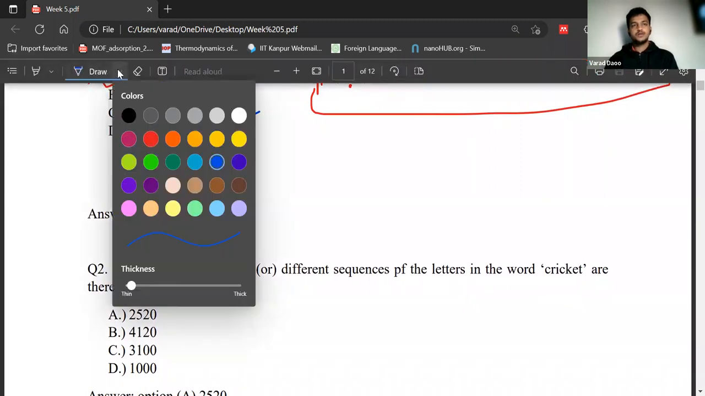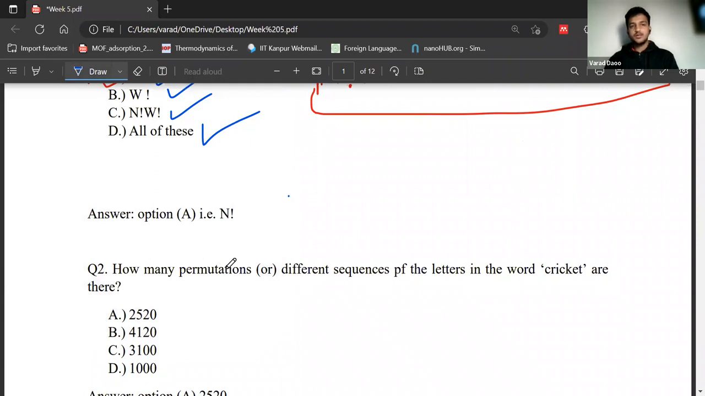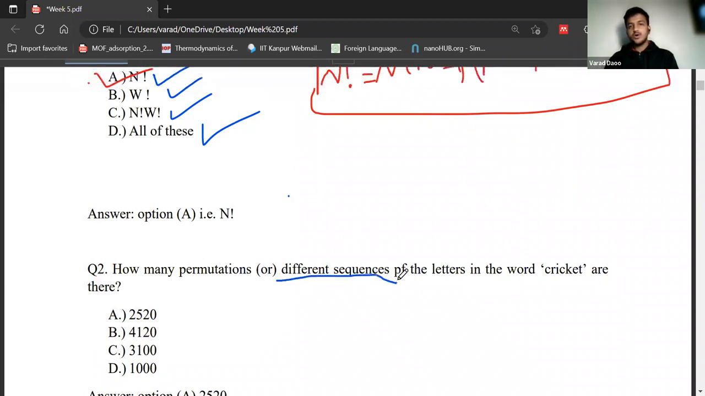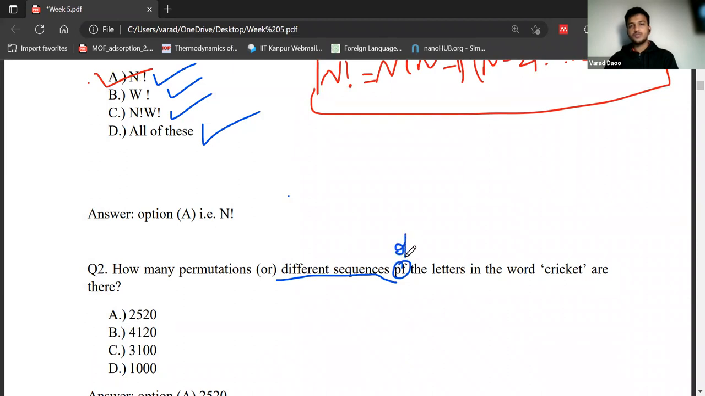let me change the color. The next question is: how many permutations or different sequences of the letters of the word CRICKET are there? Here it has to be 'of' instead of 'off'; it's a typo. So this is the word which we have, and what we want is how many ways we can arrange this. How many words can we form? How many permutations of different sequences?